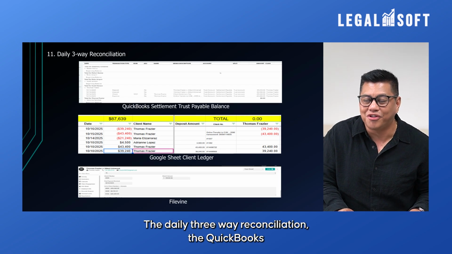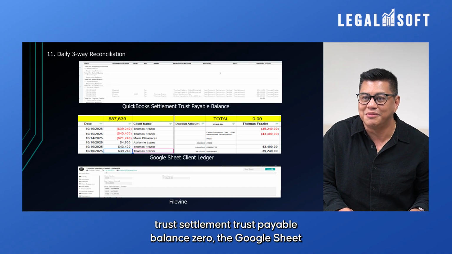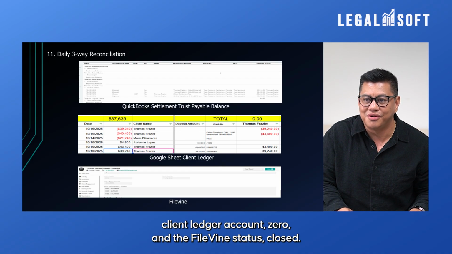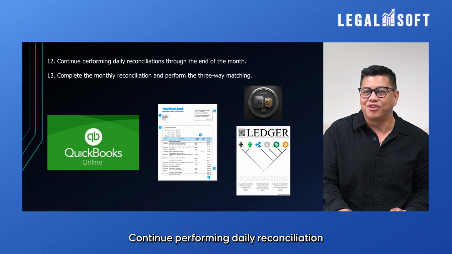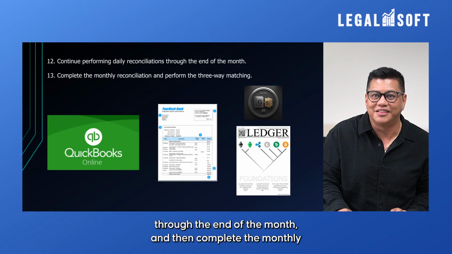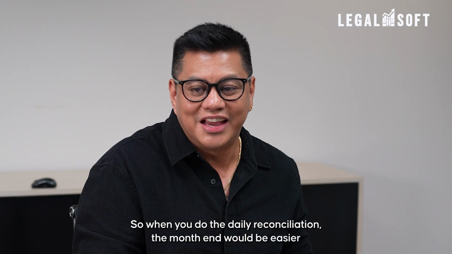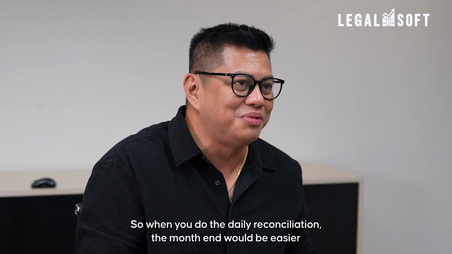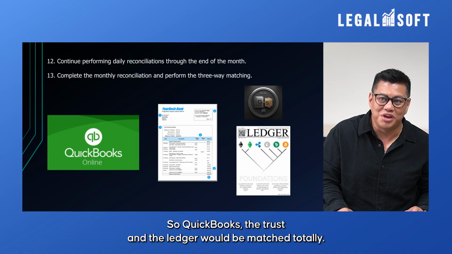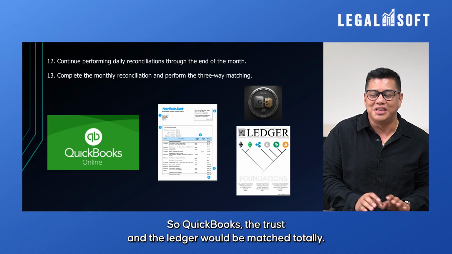The daily three-way reconciliation: the QuickBooks trust settlement payable balance, 0. The Google Sheet client ledger account, 0. And the FileVine status, closed. Continue performing daily reconciliation through the end of the month, and then complete the monthly reconciliation and perform the three-way matching. So when you do the daily reconciliation, the month end would be easier and faster. So QuickBooks, the trust, and the ledger would be matched totally.